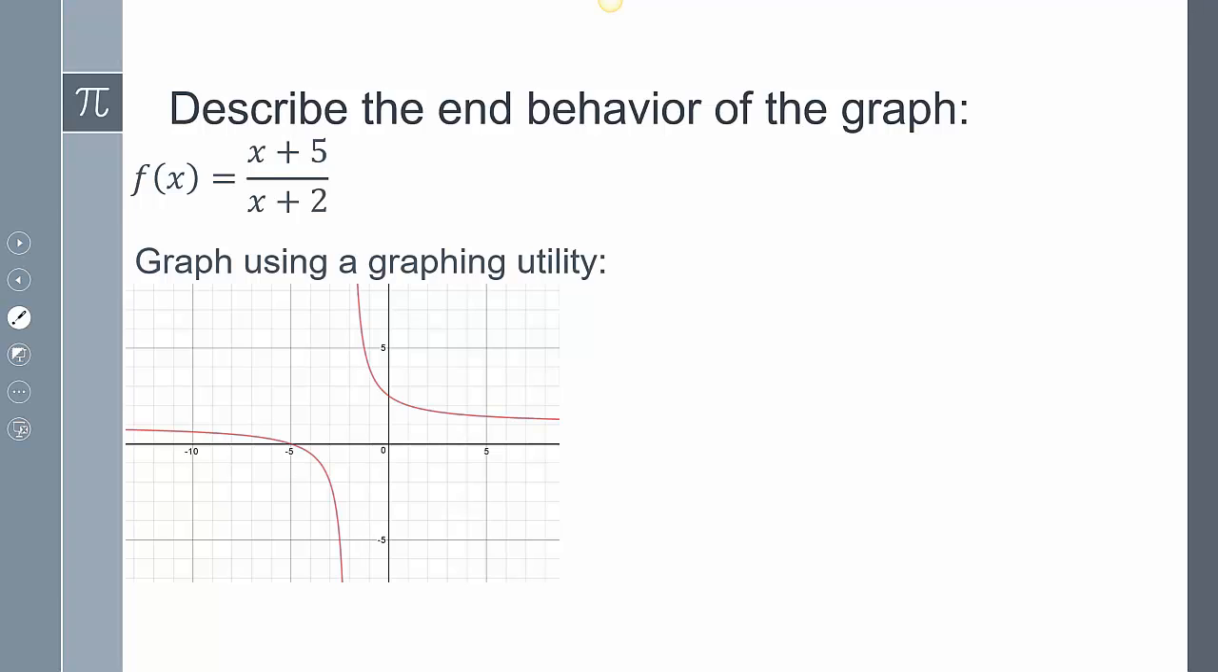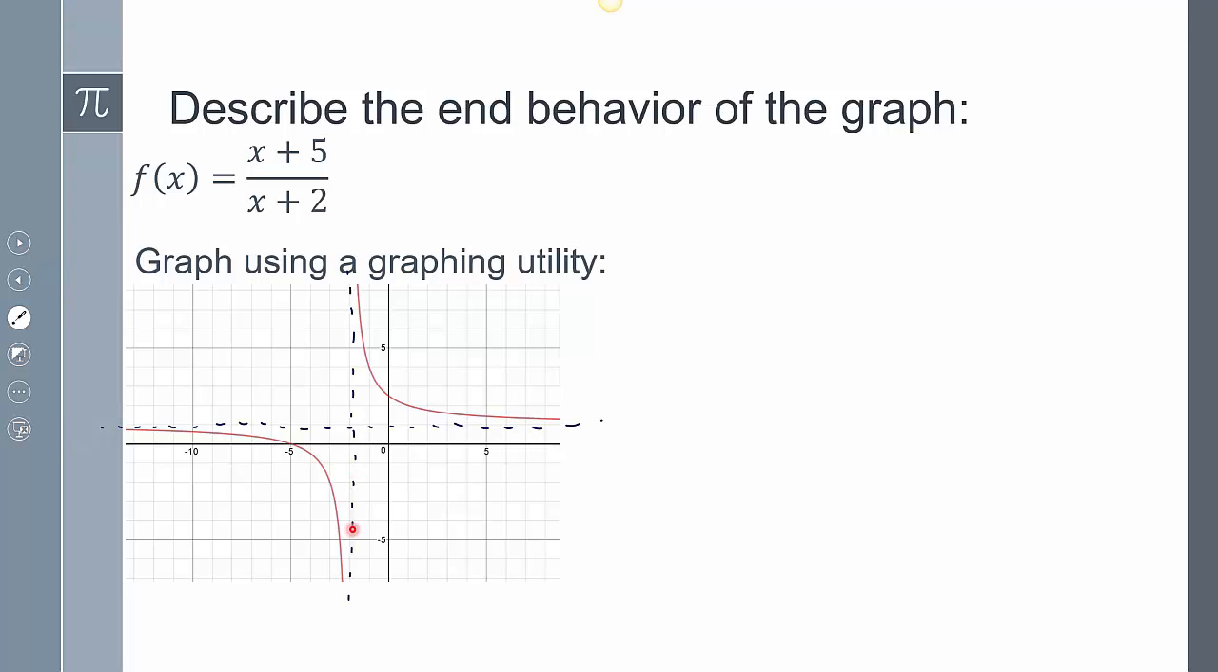So graphing this function using a graphing utility, because remember, I haven't taught you how to graph rational functions yet, so we're going to have to use a graphing utility to help us. So plot this equation into your graphing calculator, or Desmos, and you're going to get a graph that looks like this. And so now we need to describe the end behavior. Well, what is my x doing? Well, x is going to negative infinity. So I can say that.